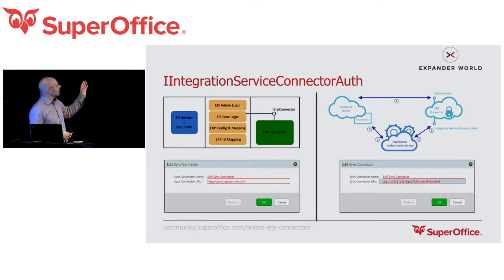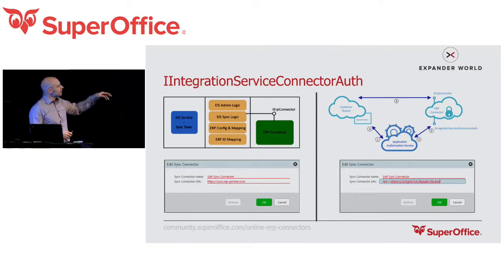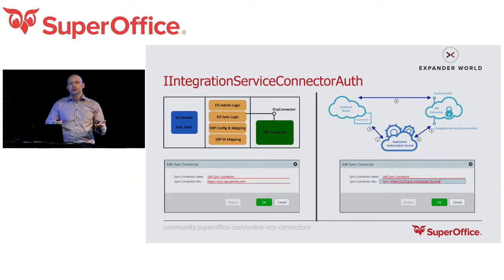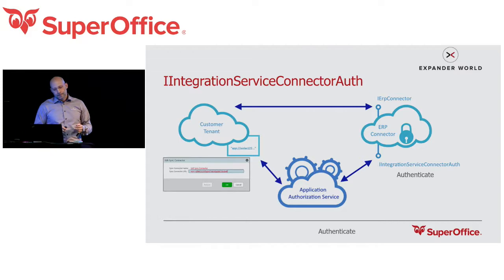So now whenever the customer's tenant needs to conduct some sort of ERP synchronization, it's going to talk to the application authorization service, which is kind of like you register an app in the online environment, but it securely holds the URL of where your tenant is going to connect to your ERP connectors. And we believe that this is a much more secure solution going forward in the future.